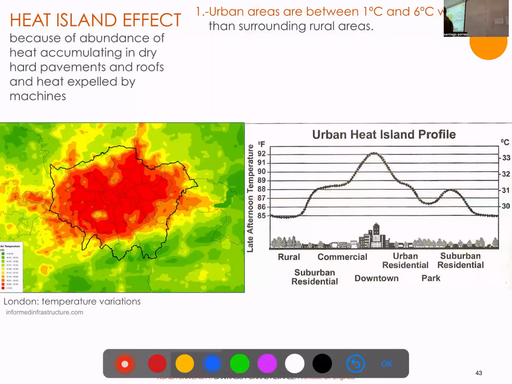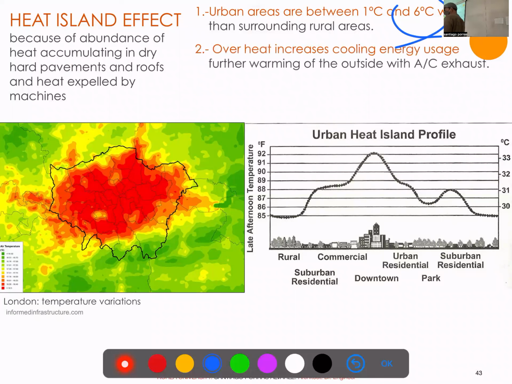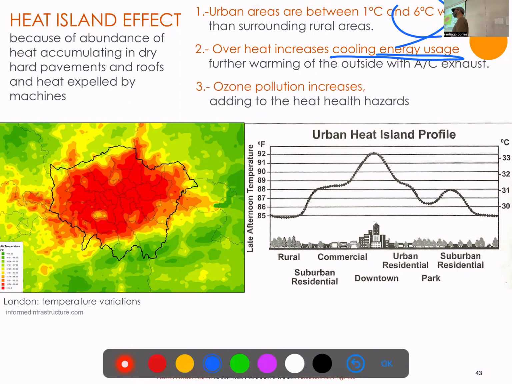And this creates the heat island effect, which creates areas up to 6 degrees warmer. And that creates a kind of vicious circle in which you need more cooling, and that heats even more. And that also increases ozone pollution. So it's a very nasty effect, which we still have a long way to go to correct or solve.